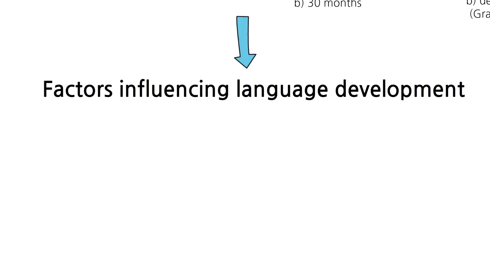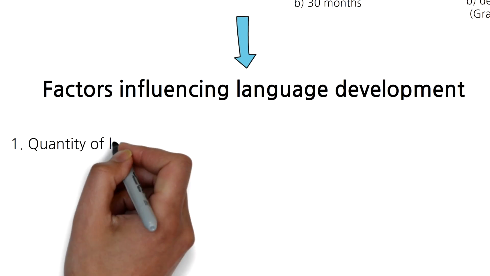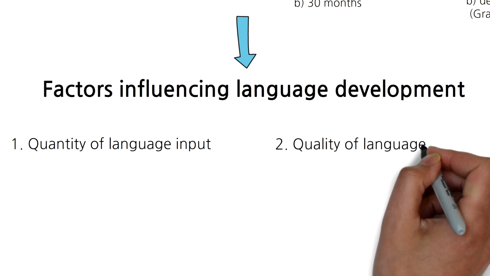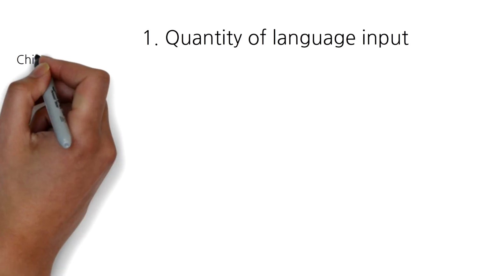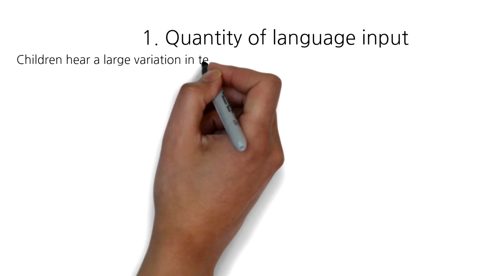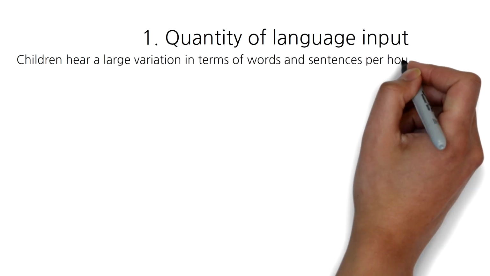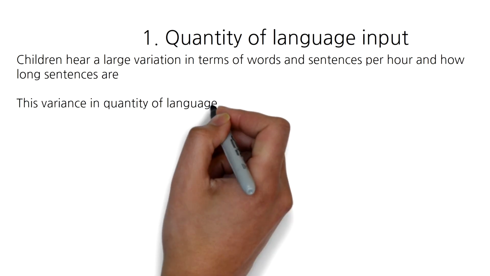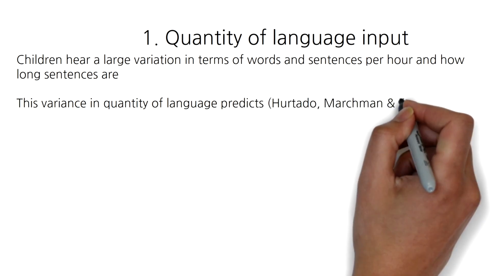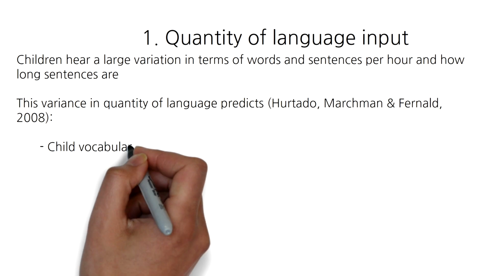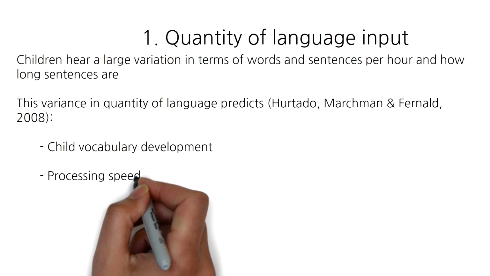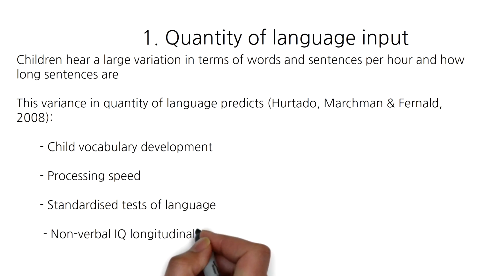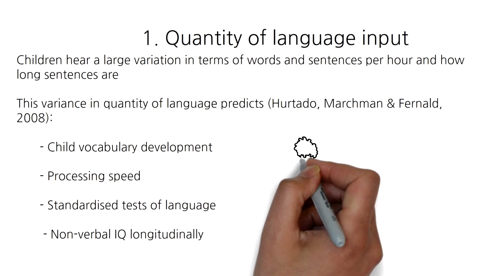There are some factors which influence language development. So firstly, the quantity of language that is inputted into a child, and then also the quality of language that that child receives. So in terms of quantity of language input, adults vary hugely when they talk to children in terms of how many words they say per hour, how many sentences they say, and how long their sentences are. This variance in the quantity of language predicts child vocabulary development, processing speed, and is even indirectly related to standardized tests of language and nonverbal IQ longitudinally. This was seen by Marchman and Fernald in 2008 and Hurtado, Marchman and Fernald in 2008.